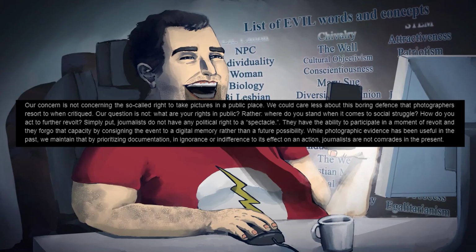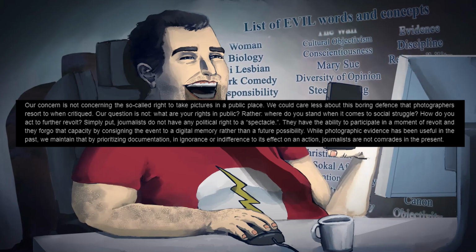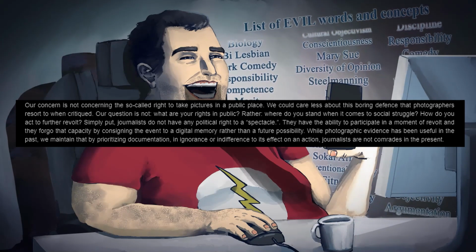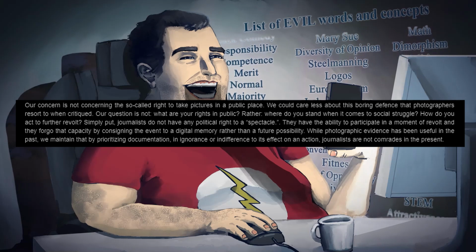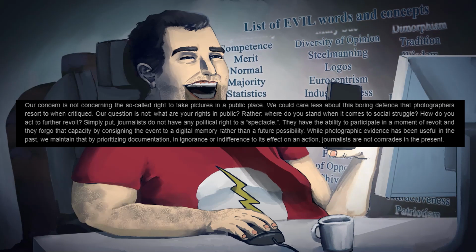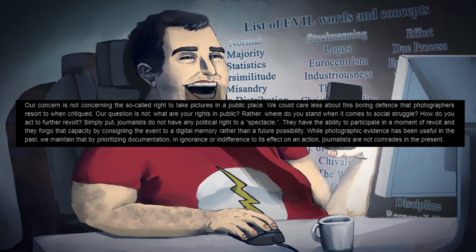They have the ability to participate in a moment of revolt, and they forego that capacity by consigning the event to a digital memory rather than a future possibility. While photographic evidence has been useful in the past, we maintain that by prioritizing documentation, in ignorance or indifference to its effect on an action, journalists are not comrades.